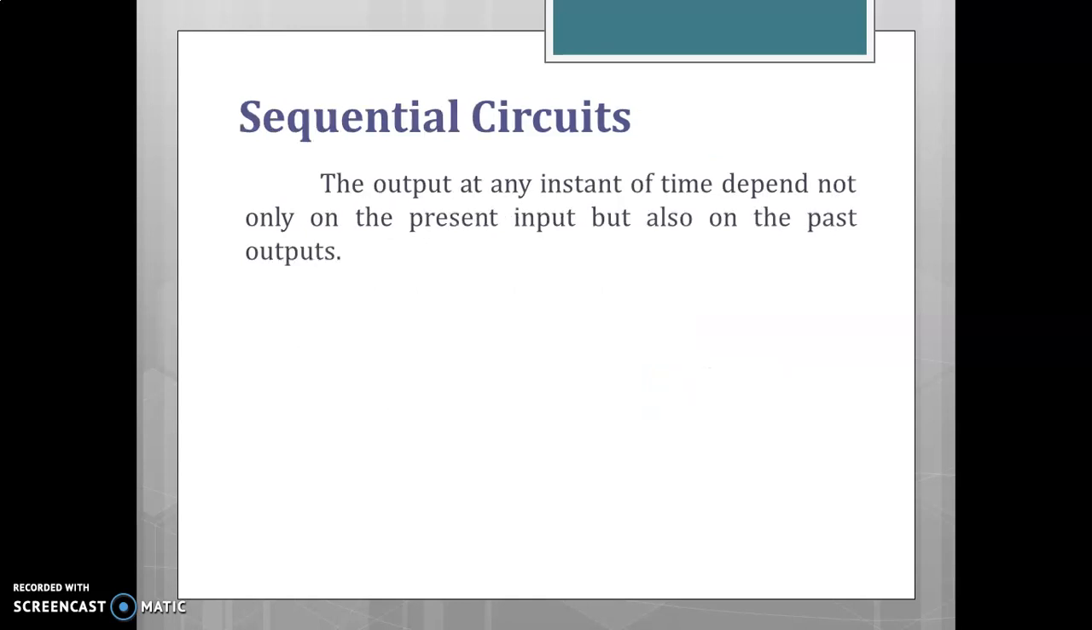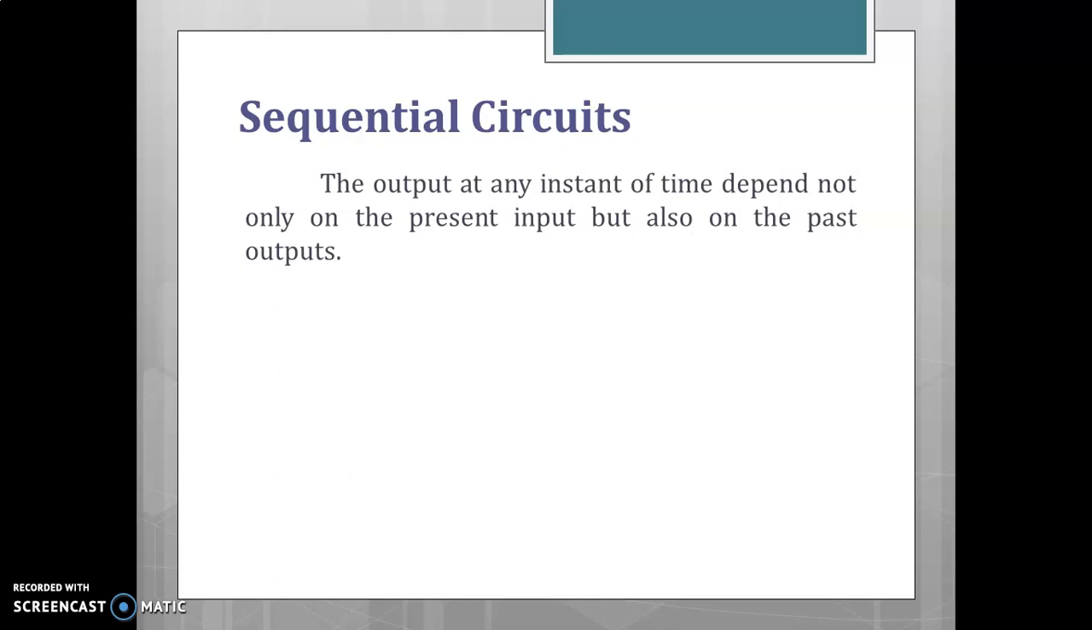Next, coming to sequential circuits. In a sequential circuit, the output is a function of the present input and a sequence of past outputs. That is, the present output depends not only on the present input but also on the past outputs.